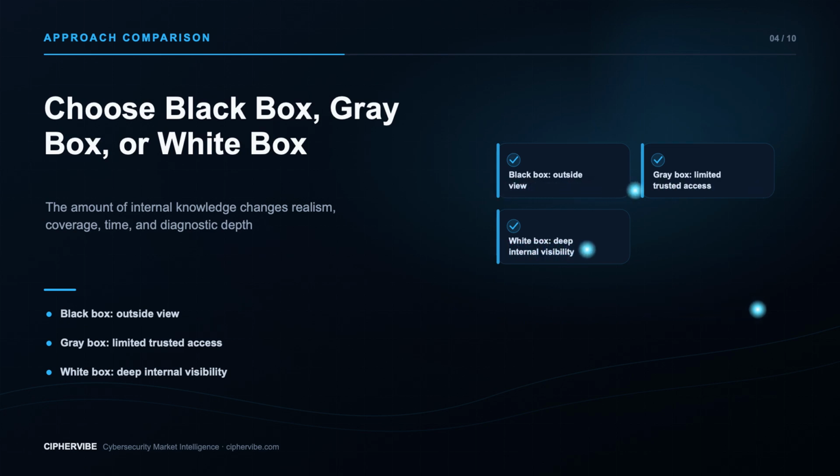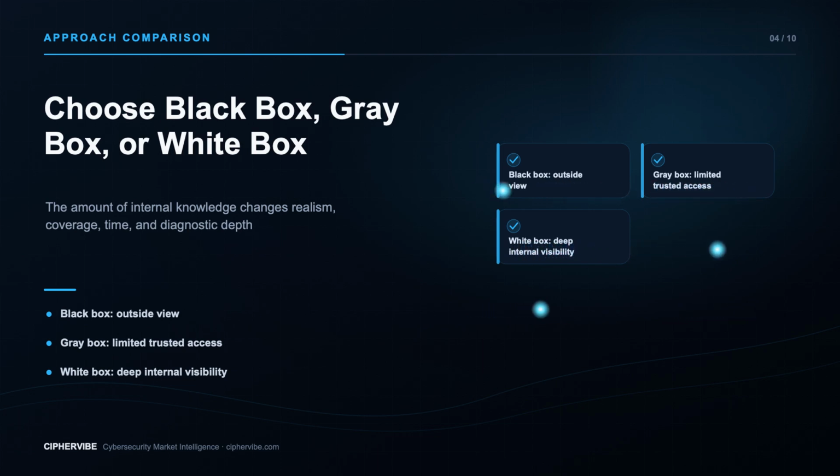Time may be spent rediscovering facts the organization already knows. Gray box testing gives the tester selected information or a normal user account. It is often the best balance for web applications, APIs, cloud environments, and internal networks because it tests real trust boundaries while using time efficiently. White box testing provides architecture, source code, configurations, credentials, and collaboration with engineers. It offers the deepest coverage and makes subtle design flaws easier to find. It is ideal when assurance and remediation detail matter more than surprise.